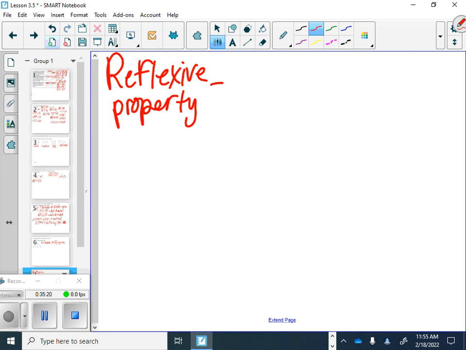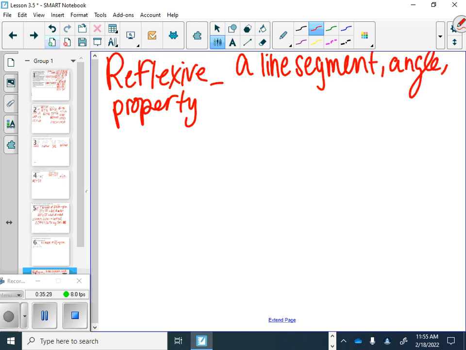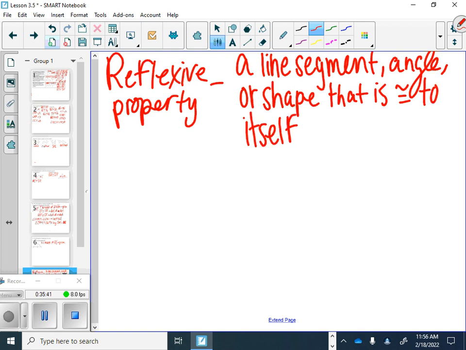Okay, so reflexive property, which is a line segment, angle, or shape that is congruent to itself. So a line segment, angle, or shape that is congruent to itself. That is what the reflexive property says.